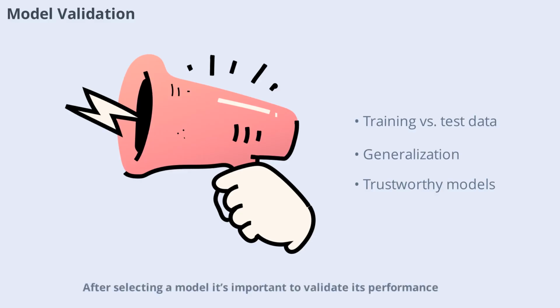After selecting a model, it's important to validate its performance. Economists often split data into training and test sets, building the model on one and evaluating it on the other. This helps ensure that the model generalizes well to new data and isn't just fitting noise. Model validation is a key step in building trustworthy economic models.